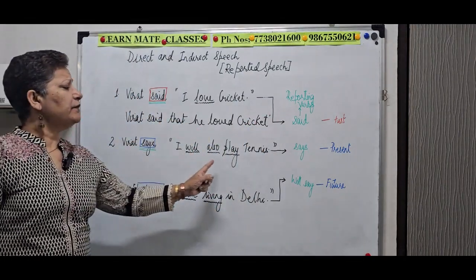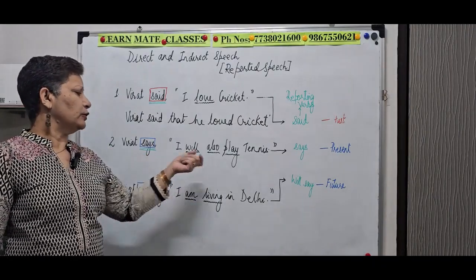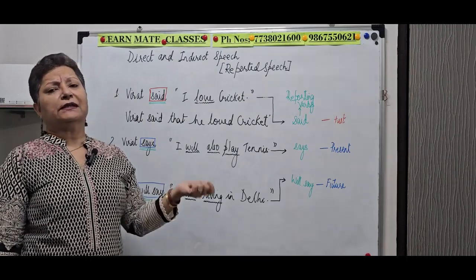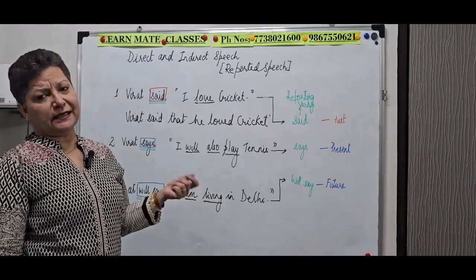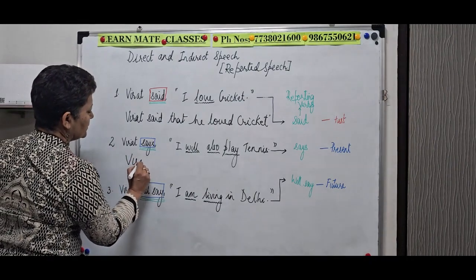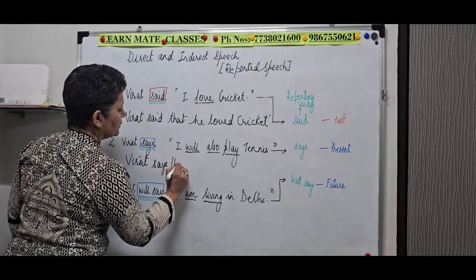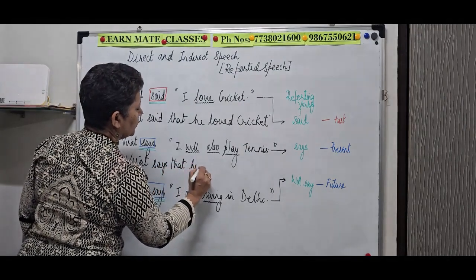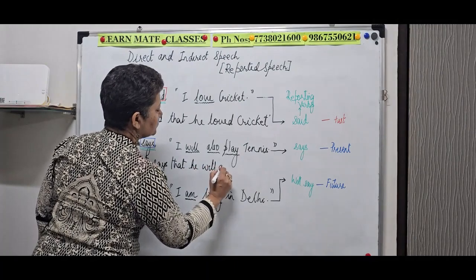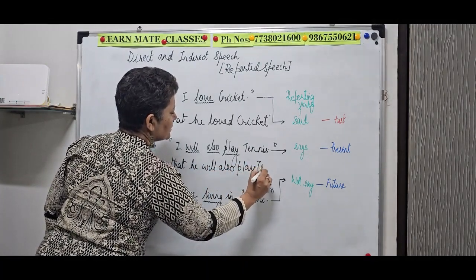Virat says, I will also play tennis. Now he's saying this. So Virat says that he will also play tennis, because it's something which he keeps saying. So he says that he'll also play tennis. So I simply write this as: Virat says that he will also play tennis.